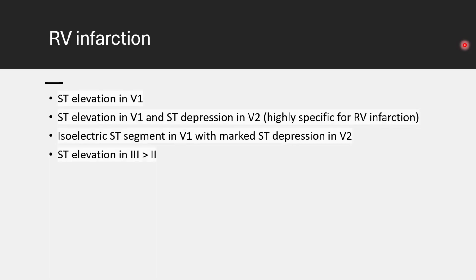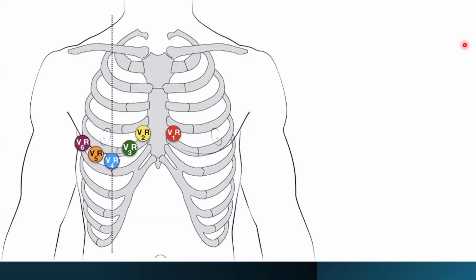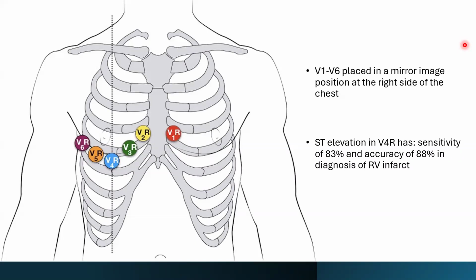But in order to actually diagnose the RV infarction, we have to do what's called a right-sided EKG, which is basically replacing the EKG leads on the right side of the chest in a mirror image way. Of course, when we're looking at V4R in the right-sided EKG, it has a sensitivity of 83% and accuracy of 88% in the diagnosis of RV infarction. So it's a very important lead to look at.